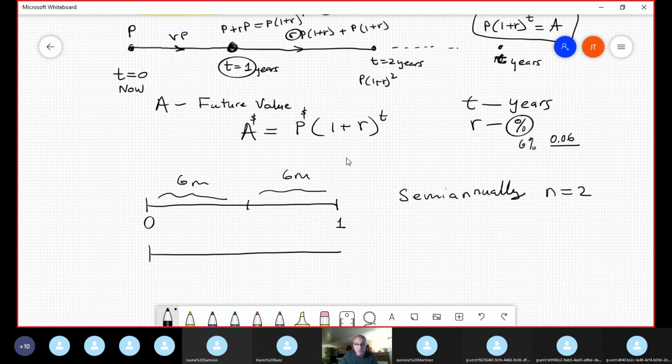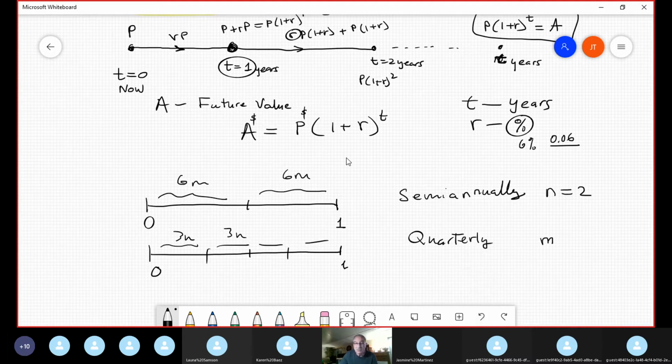Or suppose another possibility, you divide it by 4. It's quarterly: 3 months, 3 months, 3 months, 3 months. So this is quarterly.